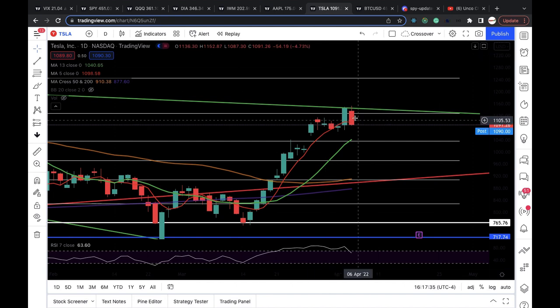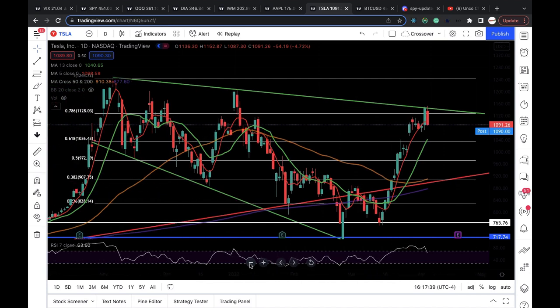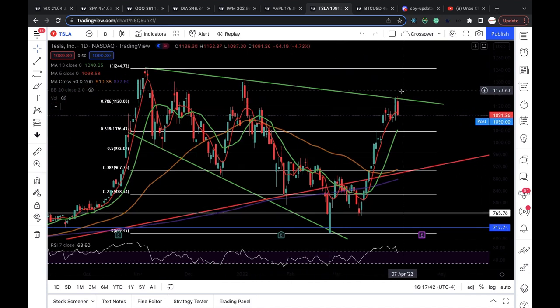Tesla, well, it tried to break above that green trend line. I have Tesla on this bull flag right here. It tried to break above, but we got a strong rejection there. Now, I always say, if you want to turn bearish, wait for a support to be lost. We got a strong rejection from resistance. It took out the 1128 support level. That was a 78.6 retracement level. From there, that would have been a good time to short.